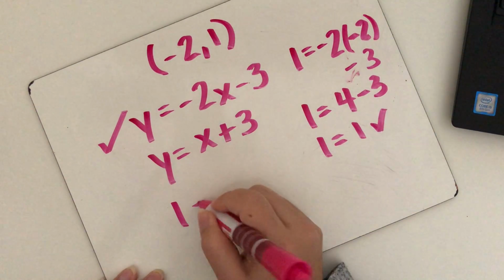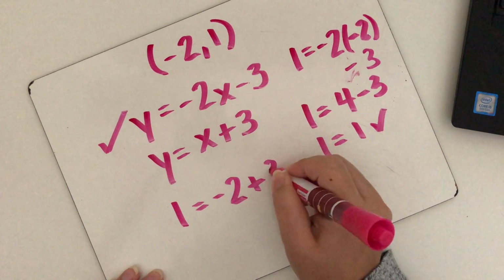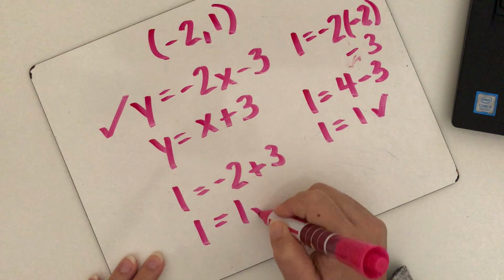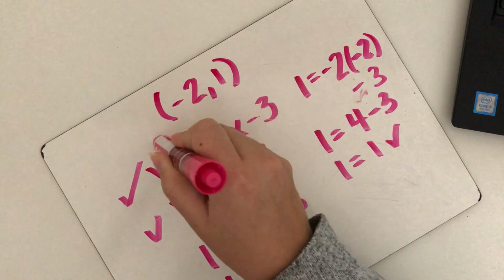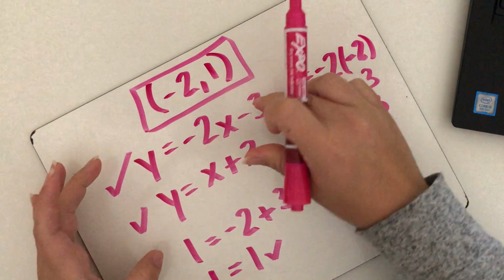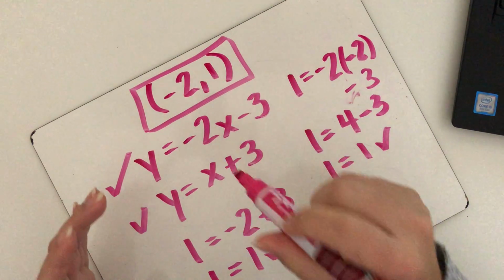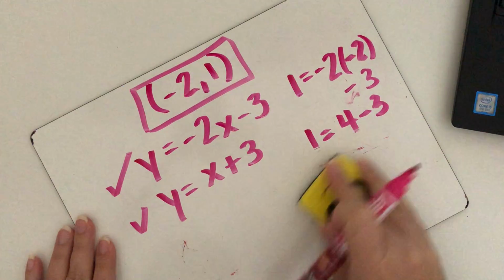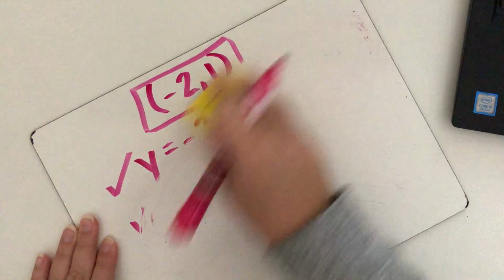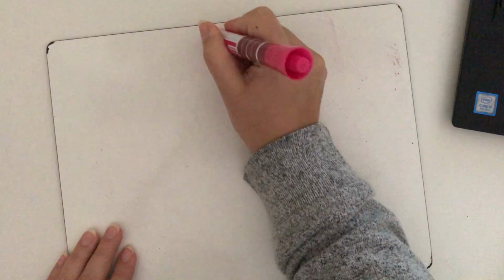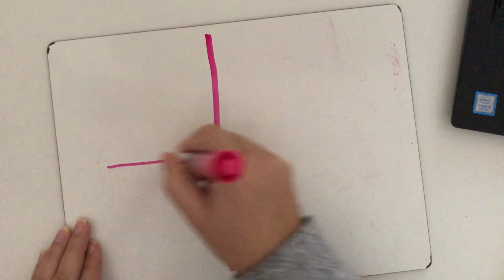So I have 1 equals -2 plus 3. -2 plus 3 is 1. So it works out for the second one. So that means that this coordinate point here is the solution of this system. That means that that's the point at which these two lines intersect and cross each other, okay? So that's all it was when it was asking you to see if something was a solution of that system, okay? So now we're gonna go ahead and graph a solution out, okay?